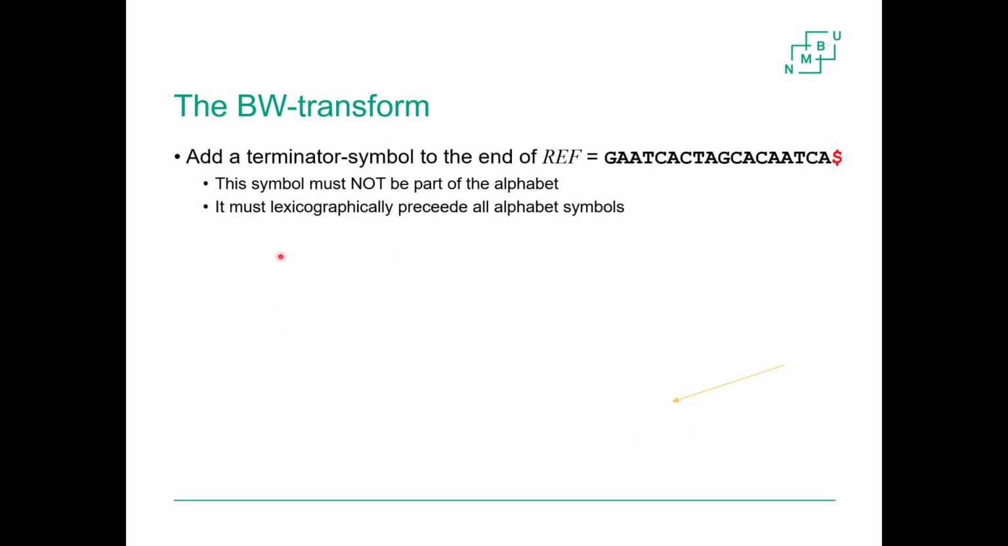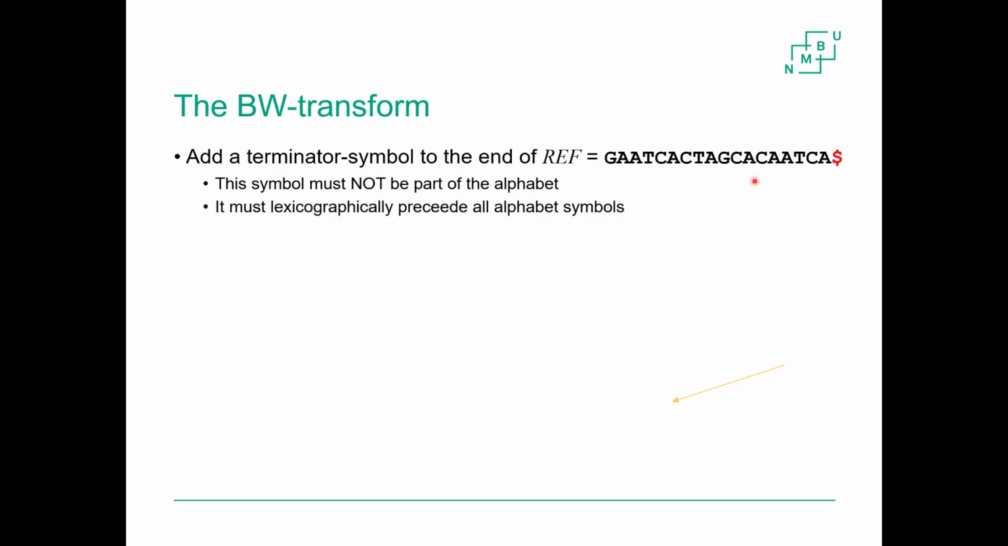The Burrows-Wheeler transform, what is it? First of all, add what we call a terminator symbol to the end of the reference sequence. And the dollar sign is frequently used because this symbol should not be part of the alphabet, right? It should not be G, A, C, T, or anything that can be confused with the alphabet. So it must be something completely different. And it must be lexicographically preceding the alphabet symbols.